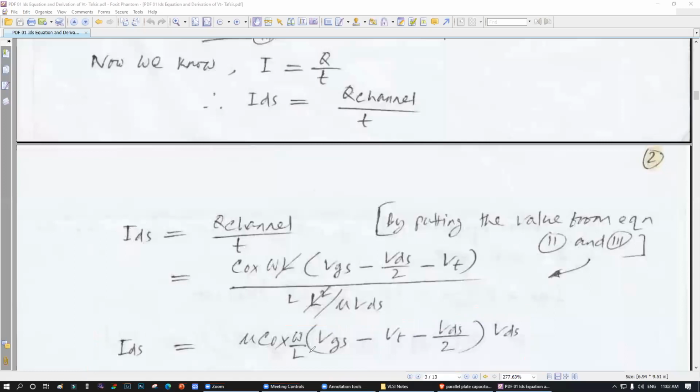Yes, sir. Understood. Now here, look at this. Mu is dependent on your material, so it is fixed. Once you make it, it is fixed. COX, it is constant. Once you make it, it is fixed. W is constant because once you make it, it is fixed. L is constant because once you make the NMOS, it is fixed. So can we call this term as a whole constant? Can we call it a constant? Yes, sir. And do you know what it is called?